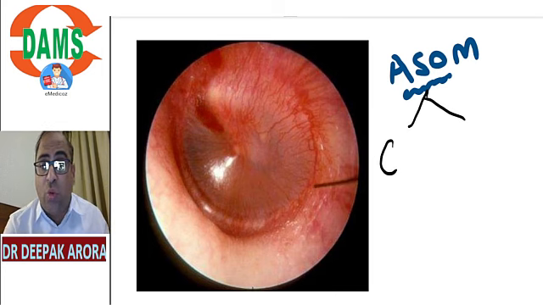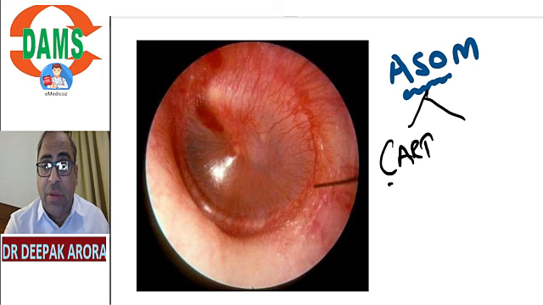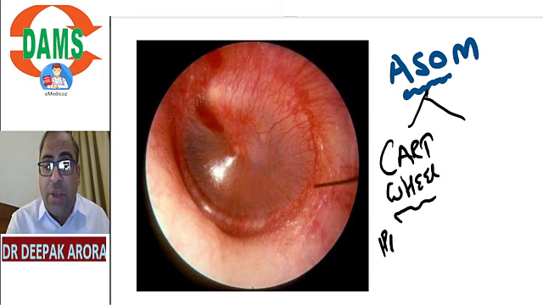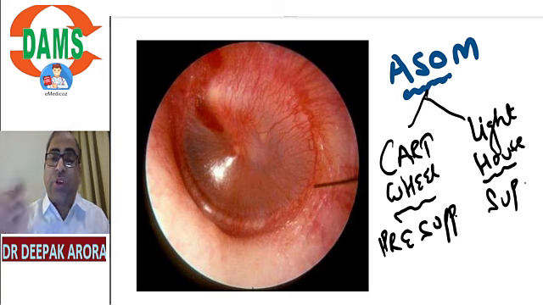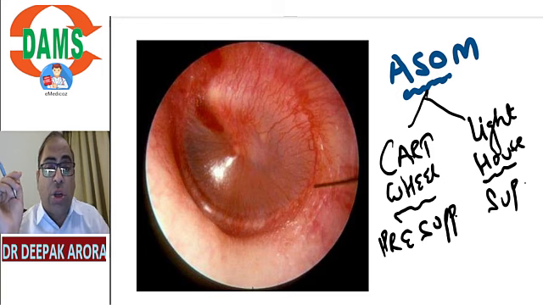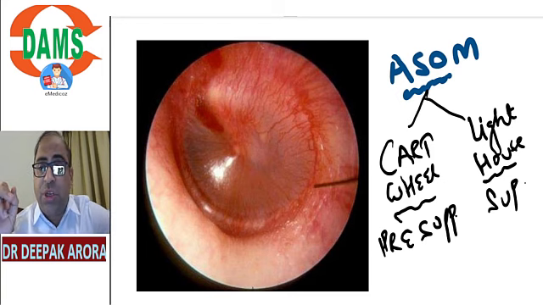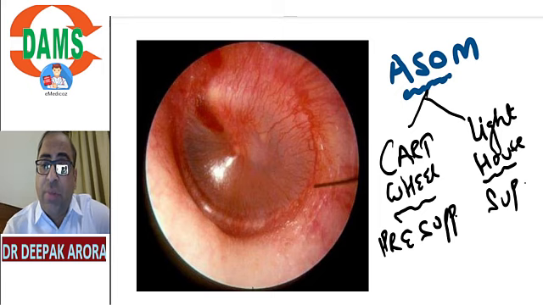If they ask you the cartwheel appearance, in which stage is it seen? It is seen in the stage of pre-suppuration. And if the examiner asks you, the lighthouse sign is a feature of the stage of suppuration. So these are the two important points: cartwheel appearance in pre-suppuration, lighthouse sign in the stage of suppuration.